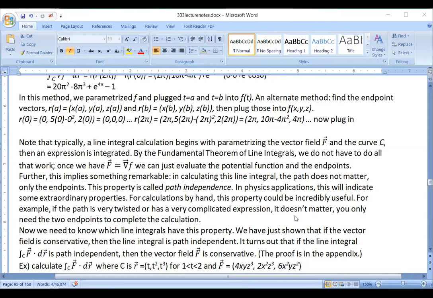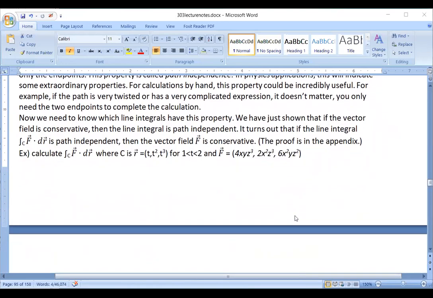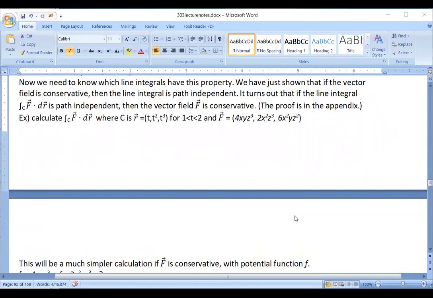Okay, so once again, normally what would we do? We would figure out the parameterization for C, we already have it. Then we'd make our parameterization for F. Then you make your parameterization for dr, plug that all in, do an integral, blah, blah, blah. But, suspense, this will be much simpler if vector field F is conservative and we have a potential function f. So let's take a look.